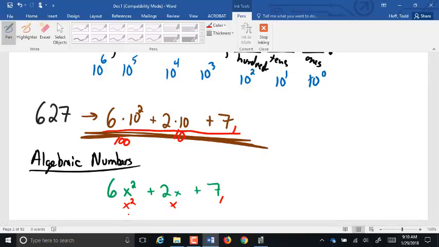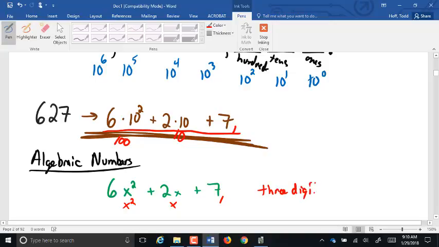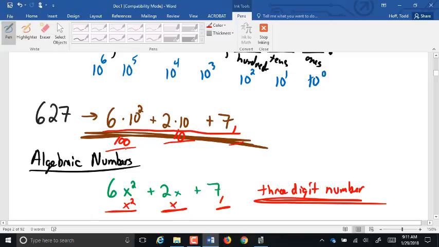That number there, 6x squared plus 2x plus 7, is really just a single number with 3 digits. It is written out in that expanded form so that we can see the place values. That this is the ones digit, this is the x digit, this is the x squareds digit. Just like in whole numbers, we have the ones, the tens, and the 10 squared, or the hundreds digits.